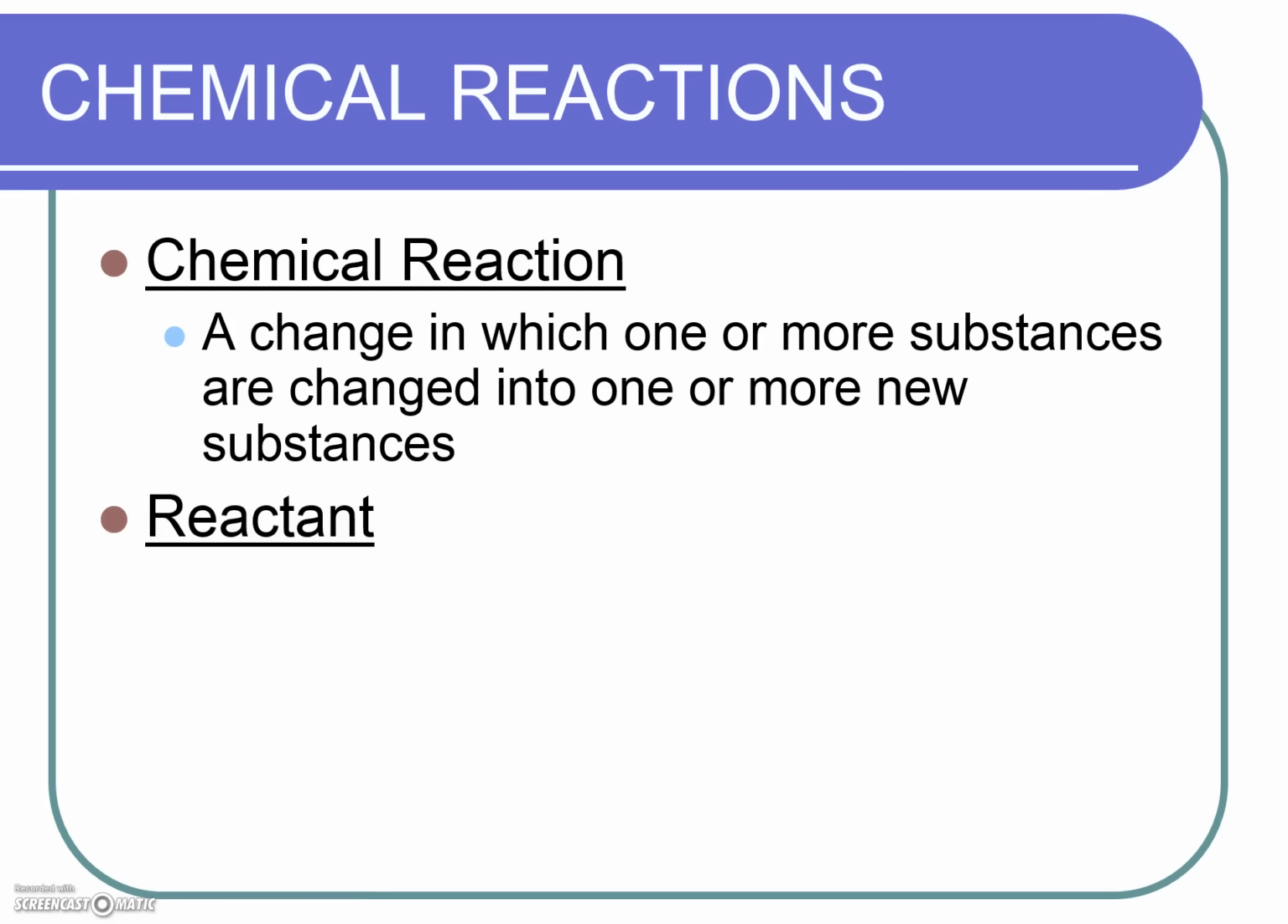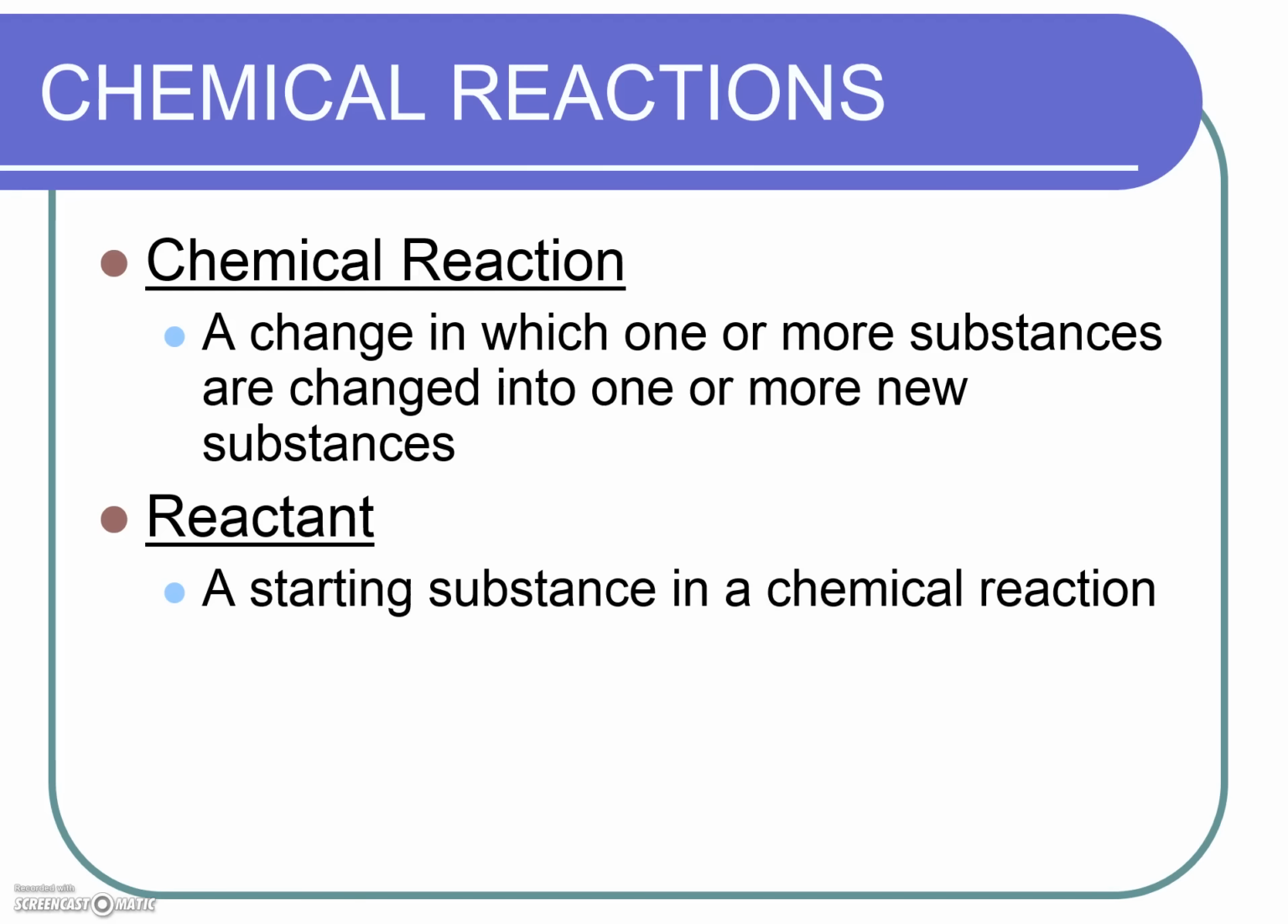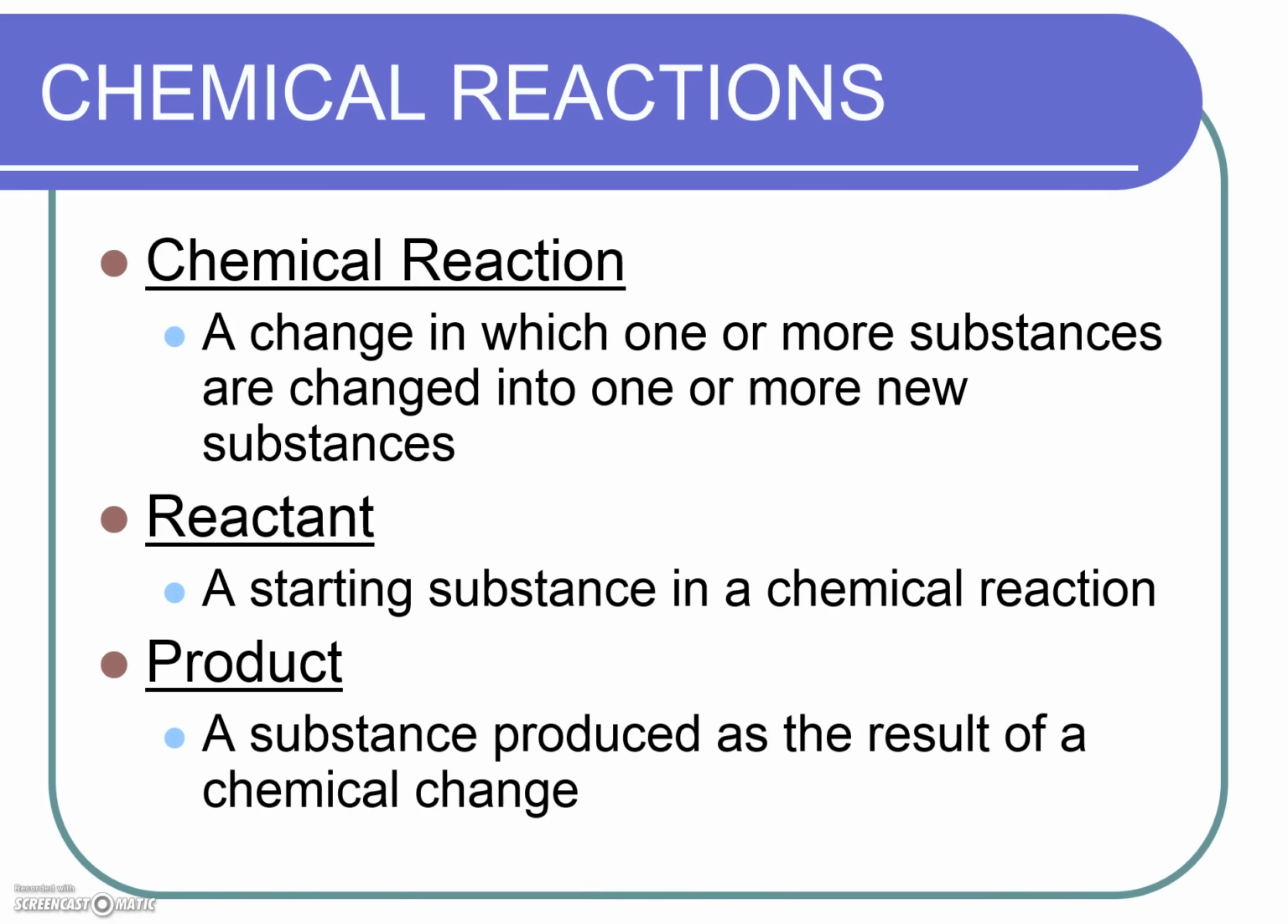We also learned about the reactants, which are the starting substances in a chemical reaction. And we also learned about products, which are the substances that are produced as a result of a chemical change. And we labeled all those in when we talked about the lab. But I wanted to make sure you formally had them in your notes so that they would be available and ready for you to study when it comes time for our first unit test.